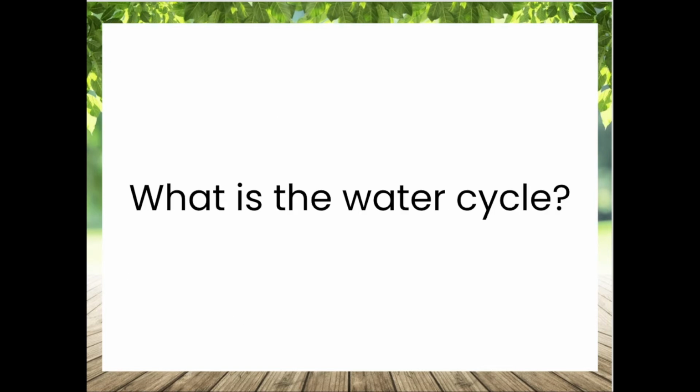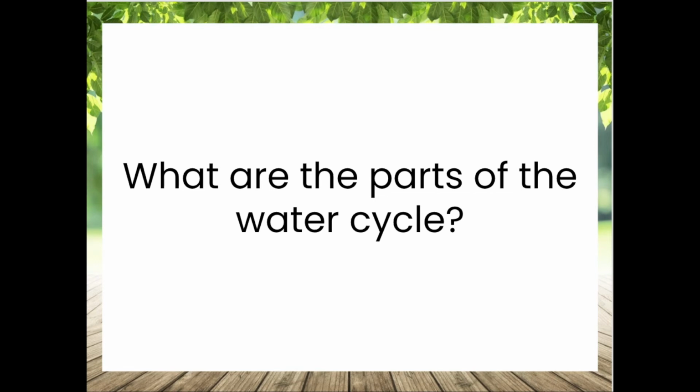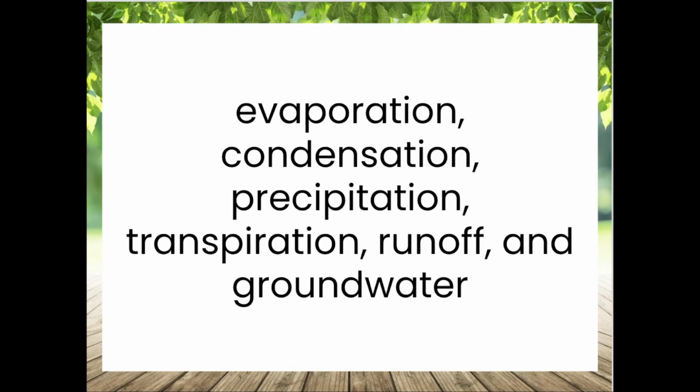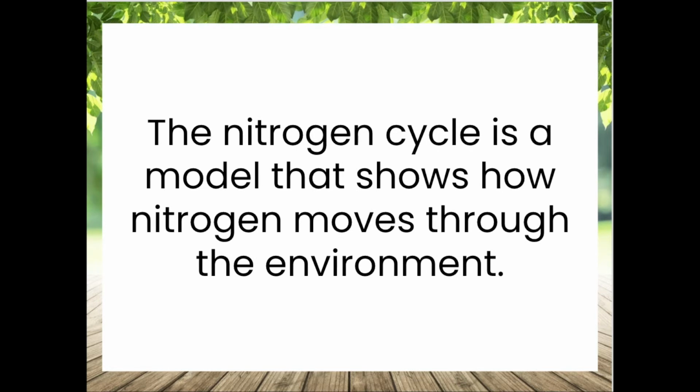What is the water cycle? The water cycle is a model that shows how water moves through the environment. What are the parts of the water cycle? Evaporation, condensation, precipitation, transpiration, runoff, and groundwater. What is the nitrogen cycle? The nitrogen cycle is a model that shows how nitrogen moves through the environment.